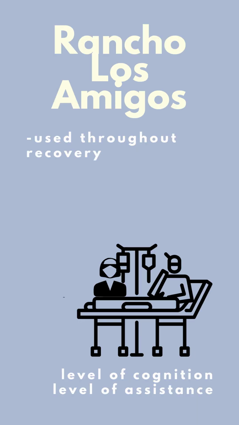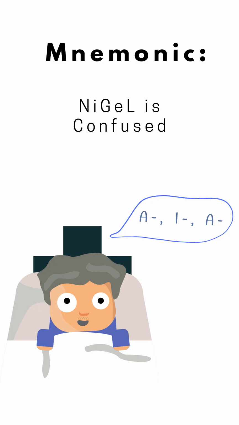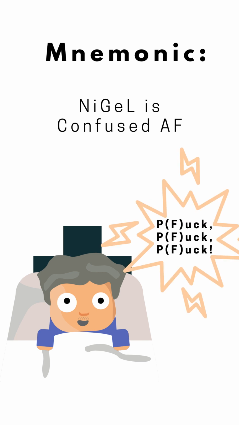The Ranchos Los Amigos scale is used to describe a patient's level of cognition and level of assistance needed to do daily activities as they recover from their injury. Here is a boy named Nigel mumbling, ah. He is confused as puck, P instead of F for censorship, 3 pies for intense confusion. We'll know later what they stand for.